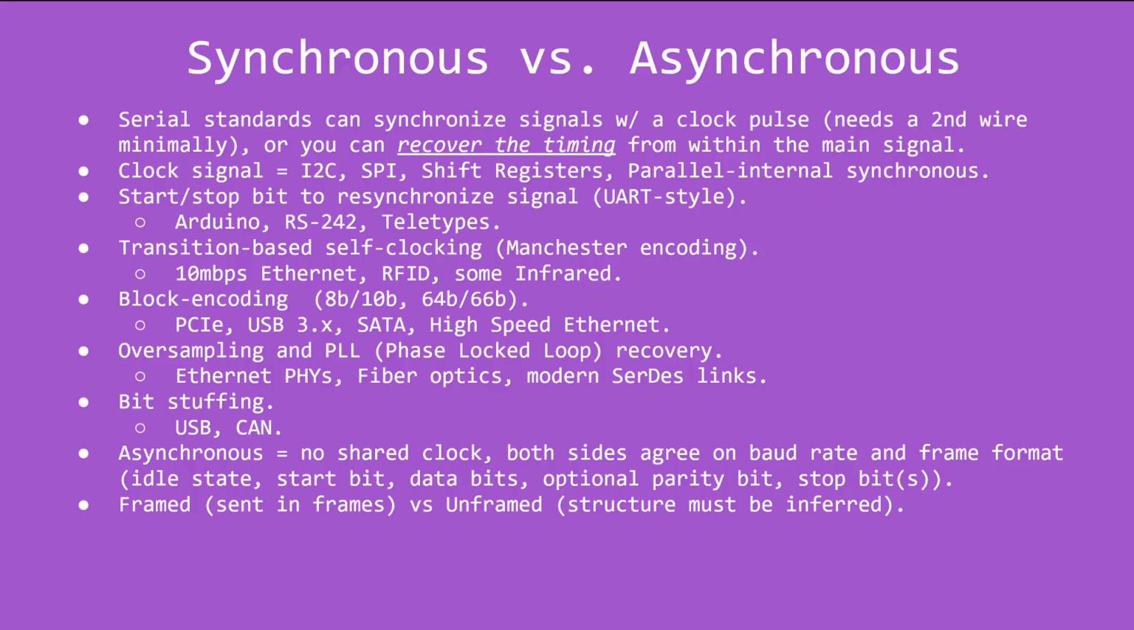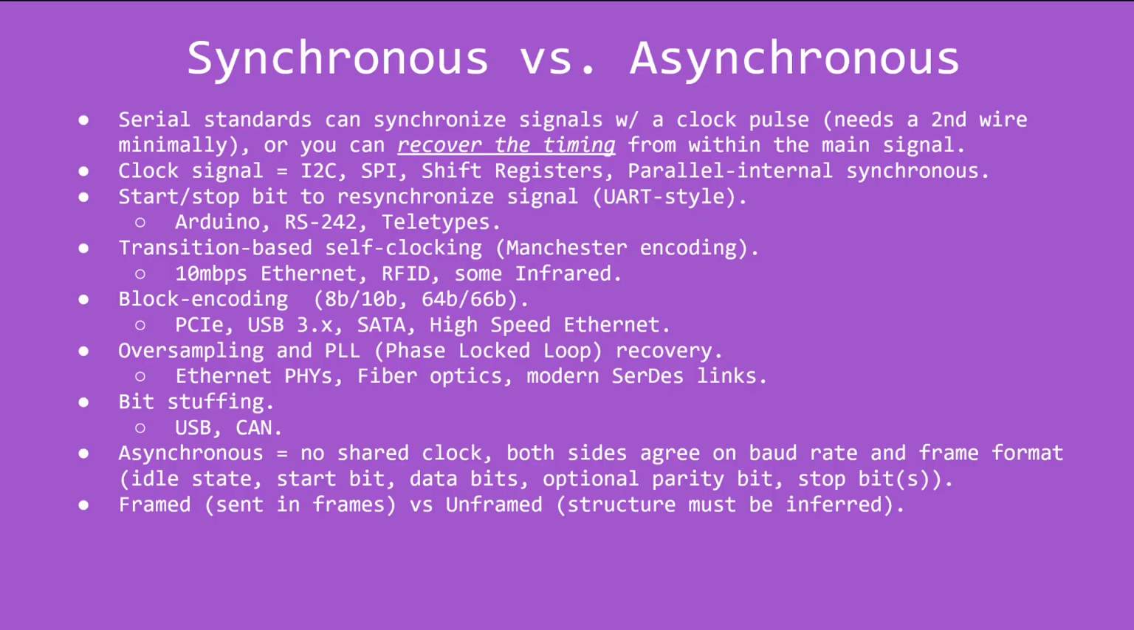You've got transition-based self-clocking, Manchester encoding; classic Ethernet uses this, RFID, and some infrared protocols do too. You've got block encoding, usually 8B/10B, 64B/66B; PCIe, USB 3, SATA, and high speed Ethernet all use this. Then there's oversampling and phase lock loop recovery, which some Ethernet PHYs use, some fiber optics, and a few other things. And then you have a thing called bit stuffing that's used with USB and CAN.